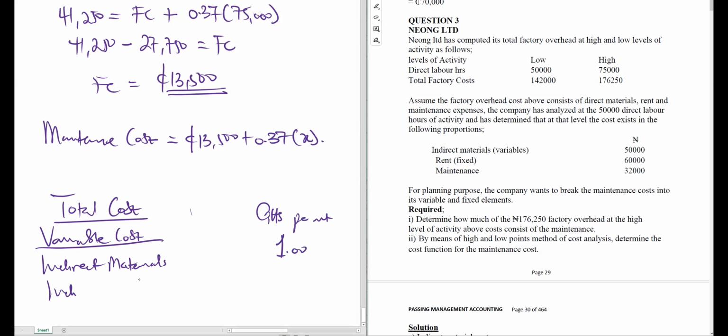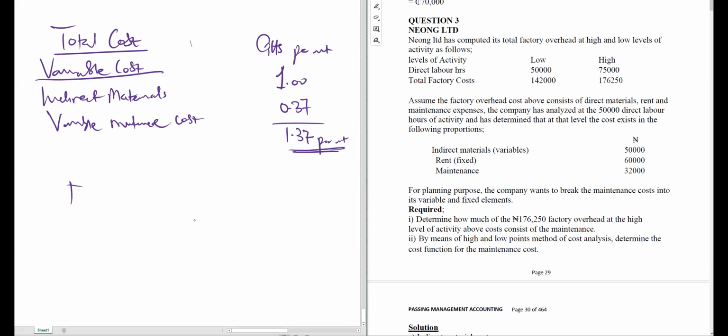And the variable maintenance cost was what? 0.37. Variable maintenance cost was 0.37, right? So the variable cost is going to be 1.37 per unit, right? Okay. Now we need fixed costs.